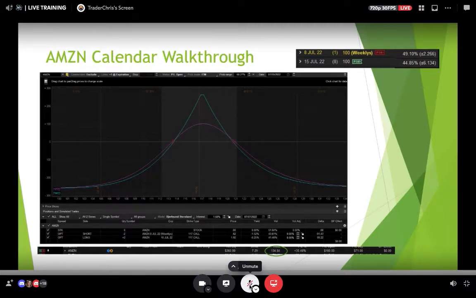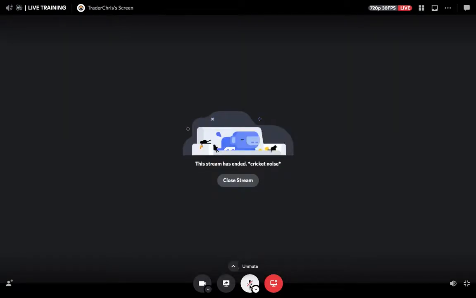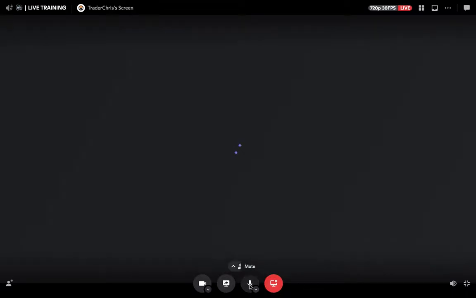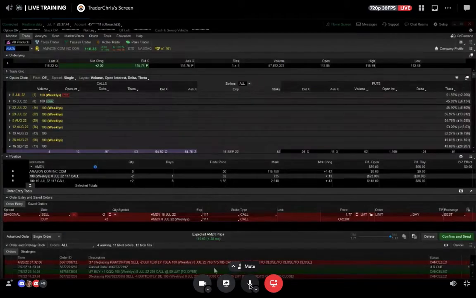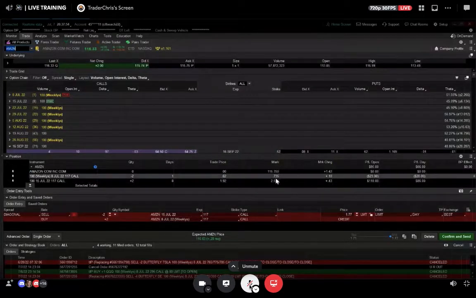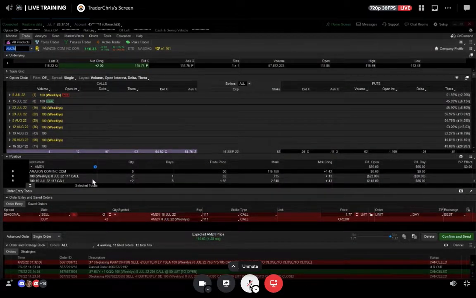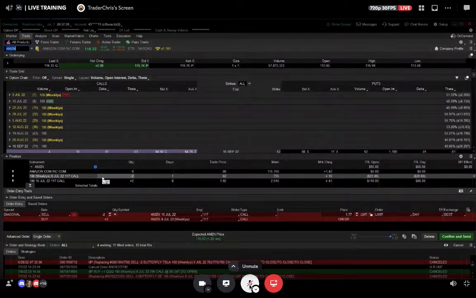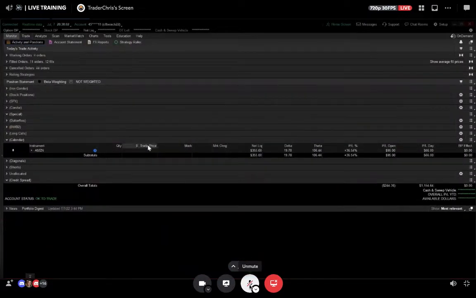So I want to share with you my chart here. Okay, so here's my Amazon position. It shows 106 in theta right now, so it's starting to come down.